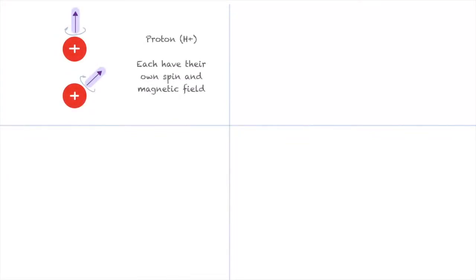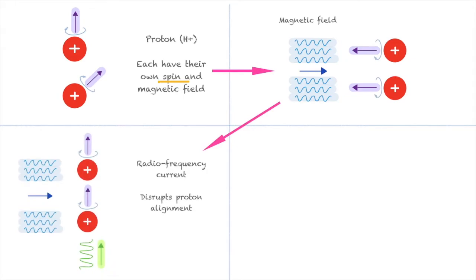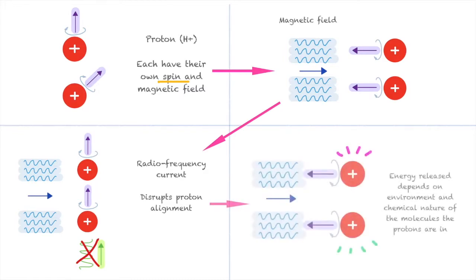How does MRI work? Protons are found throughout the body, with individual spins and alignment. A magnetic field produced by the machine causes protons to align with the field. A radiofrequency current then disrupts the protons, forcing them out of equilibrium. When the radio current is turned off, the protons realign and return to equilibrium, releasing energy in the process.